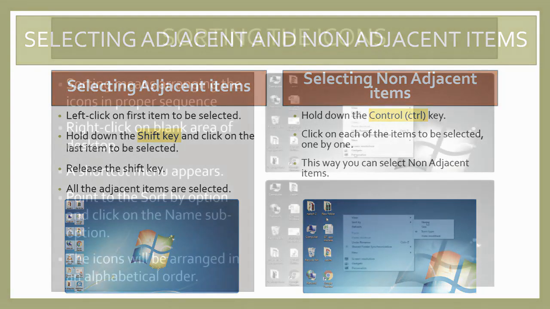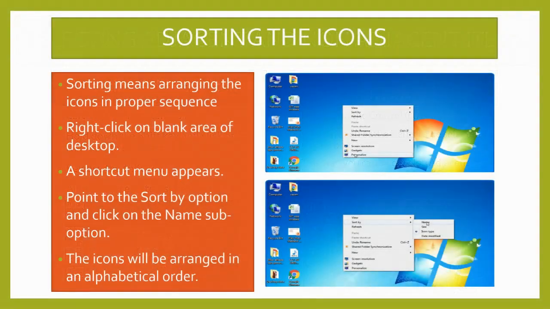Next topic is sorting the icons. Sorting the desktop icons means arranging them in a proper sequence. Right-click on the blank area of the desktop. A shortcut menu appears. Point to the Sort By option and click on the Name sub-option. The icons will be arranged in alphabetical order. You can sort the items according to the size, item type and date.